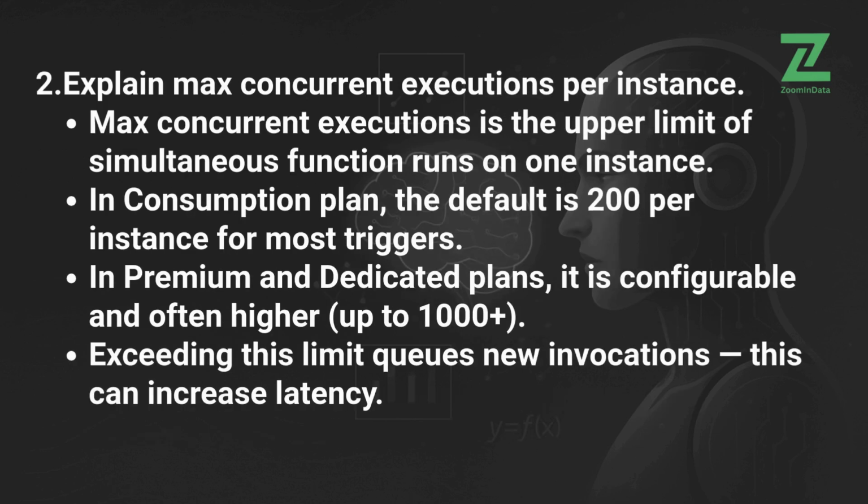Explain max concurrent executions per instance. Max concurrent executions is the upper limit of simultaneous function runs on one instance. In consumption plan, the default is 200 per instance for most triggers. In premium and dedicated plans, it is configurable and often higher, up to 1000 plus. Exceeding this limit queues new invocations. This can increase latency.